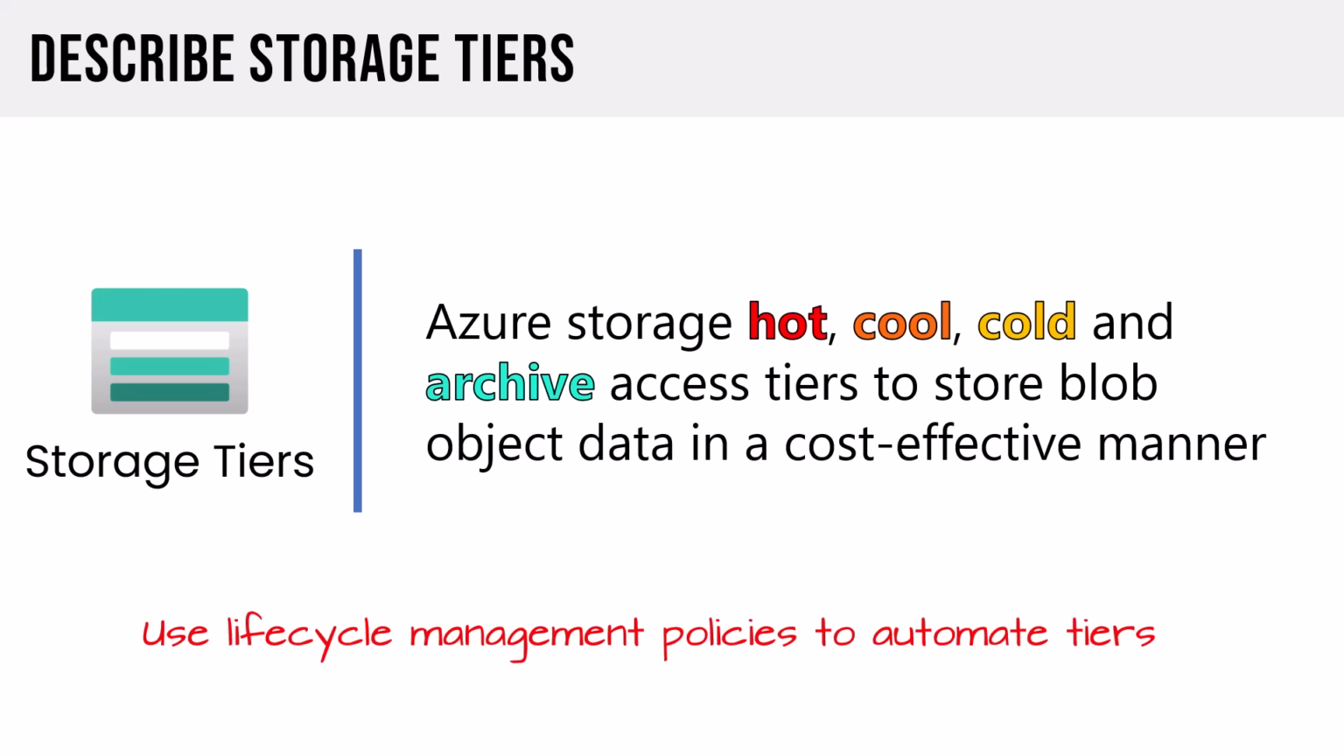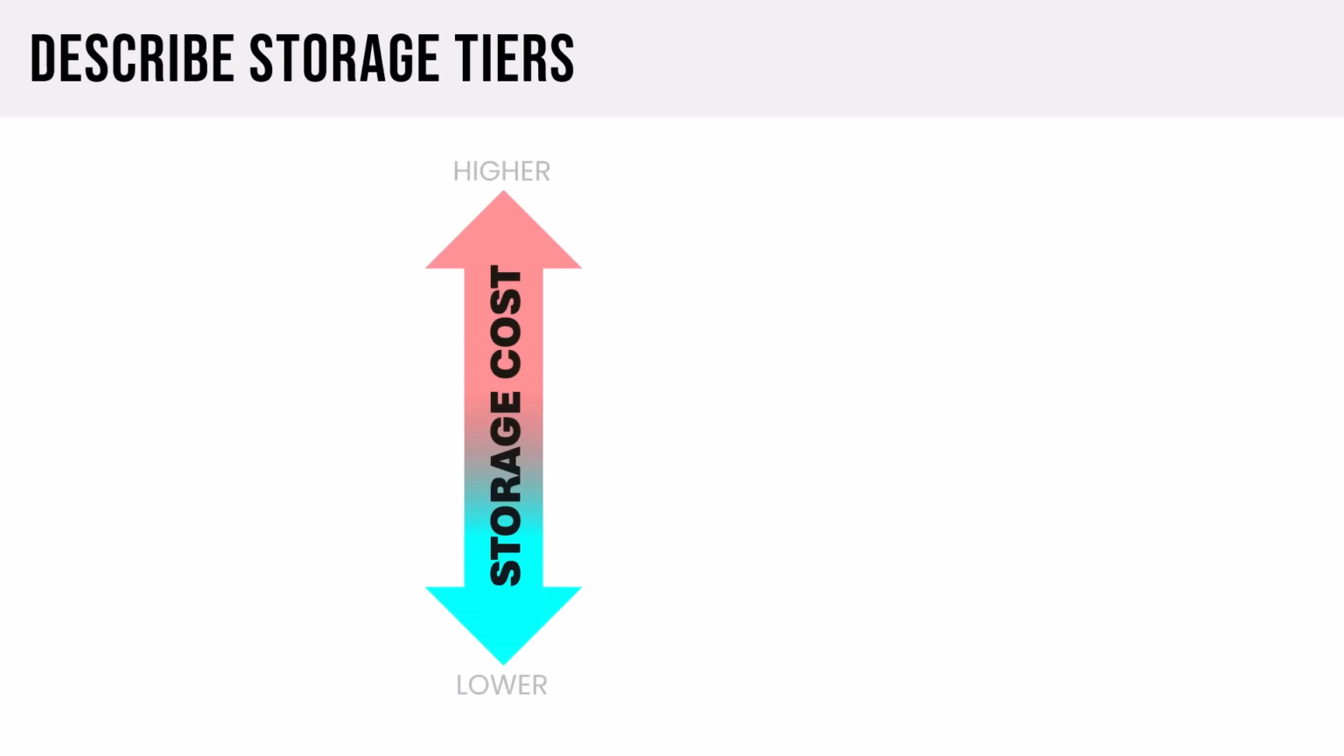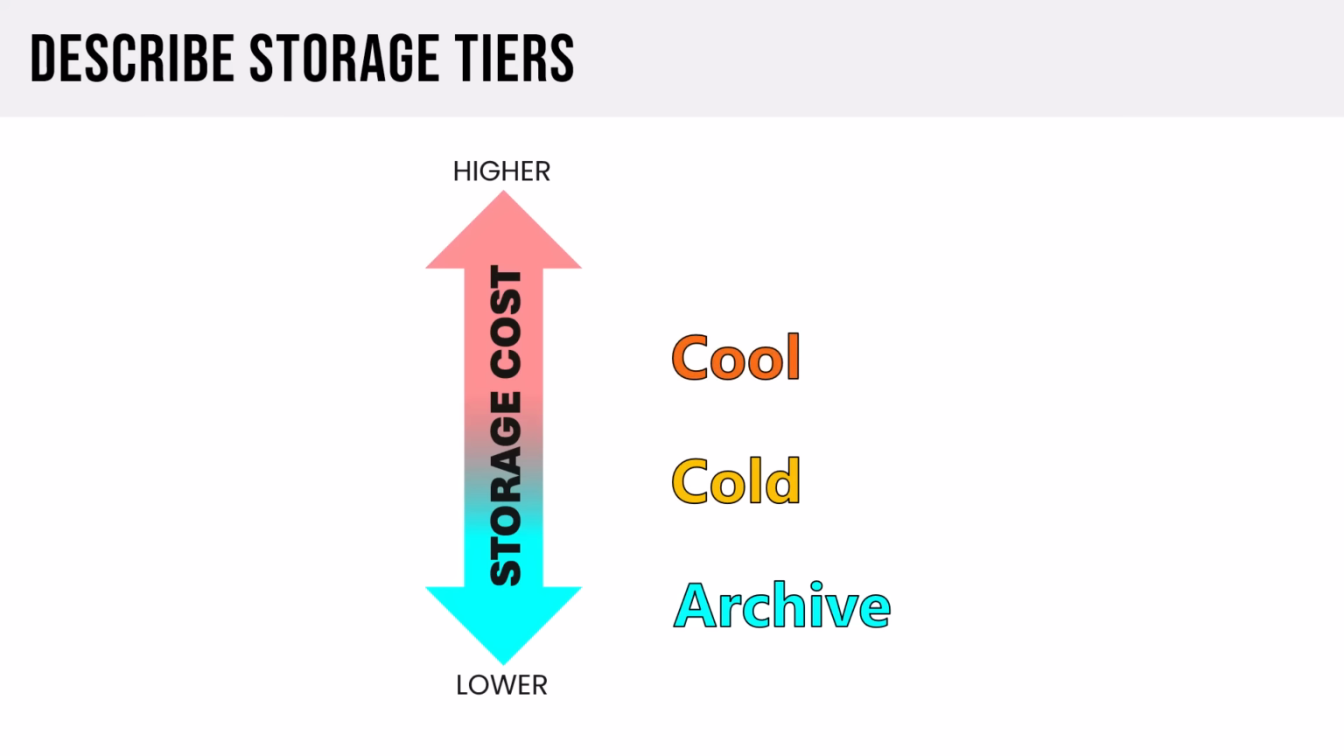And you can use lifecycle management policy to automate your tiers, but where we want to focus is on their relative cost and performance. So we'll start with the cost to store data. It's going to be least expensive in archive, and then going upward in expense, cold, cool, and hot. So when we're storing data that we'd like to access frequently with best performance, the storage is going to be most expensive in that hot tier.